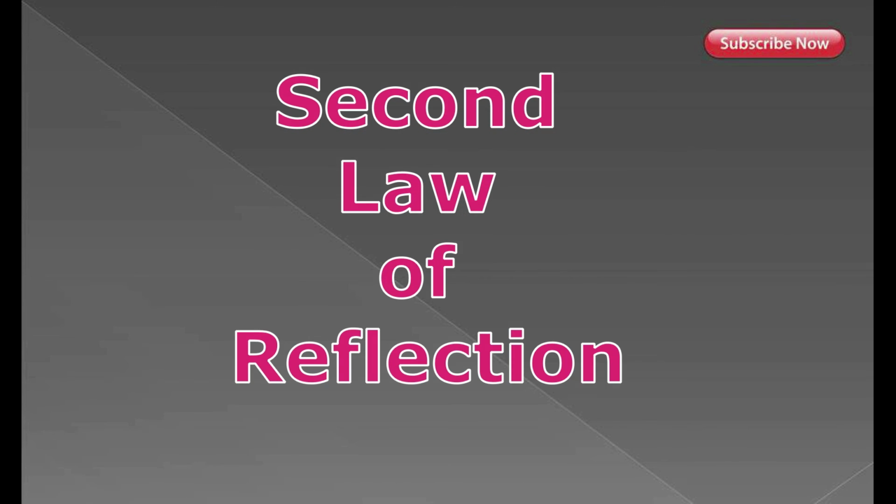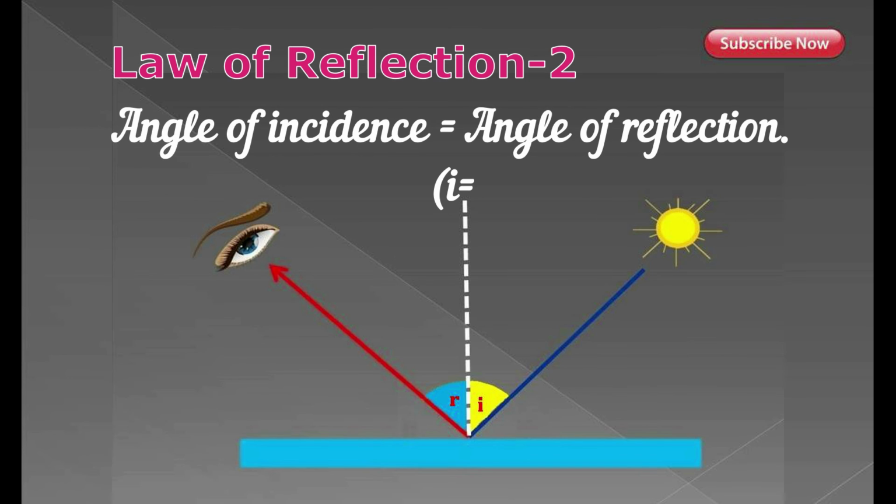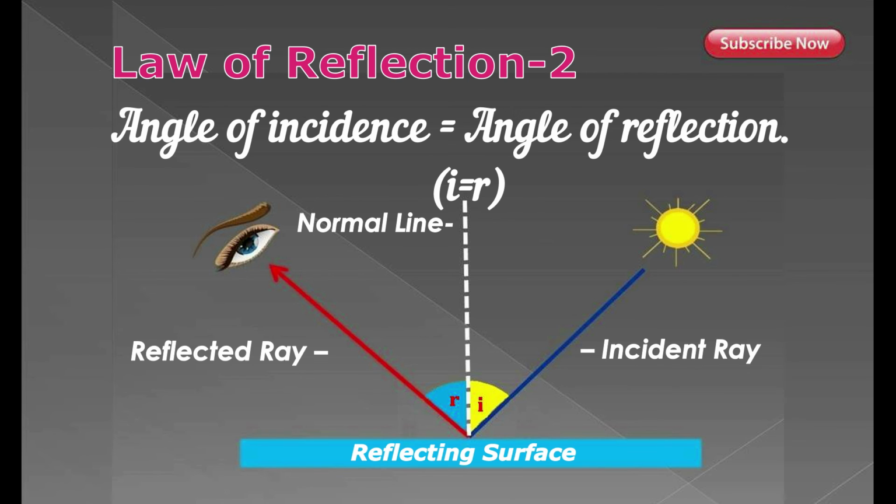The second law of reflection says that the angle of incidence is equal to the angle of reflection, that is, i is equal to r. As you can see in the picture, the angle of incidence is always equal to the angle of reflection.